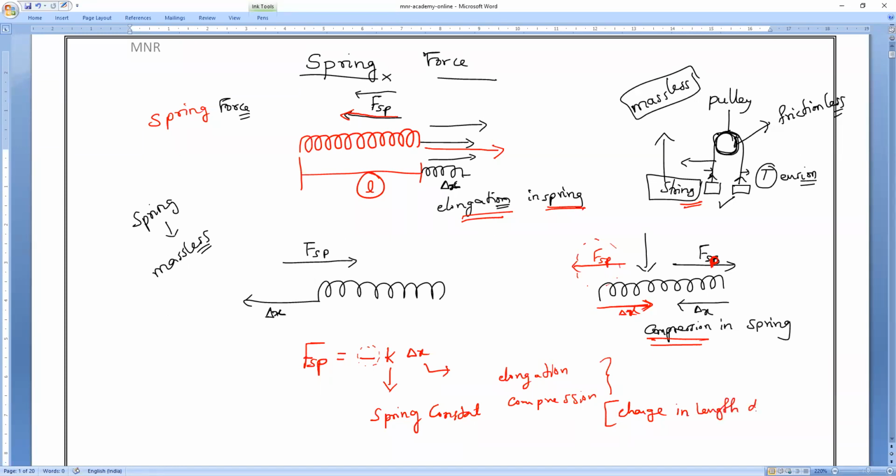Change in length of a spring, not a string. String means a straight line, keep it in mind. And this is the spring. My pronunciation may not be clear, but you have to understand spring, not string. In today's class we are discussing spring, not string.